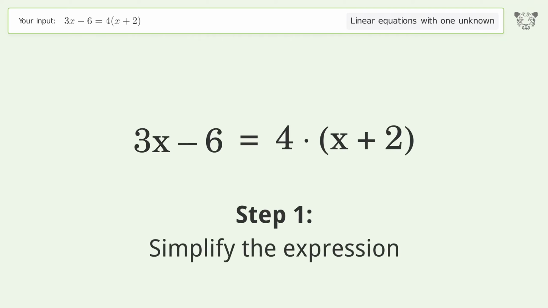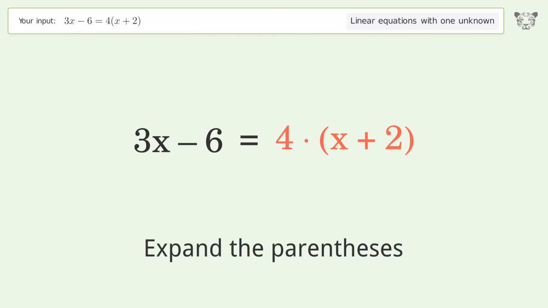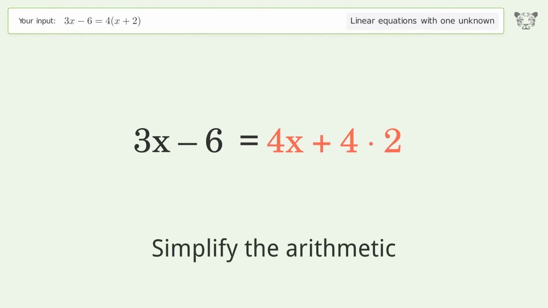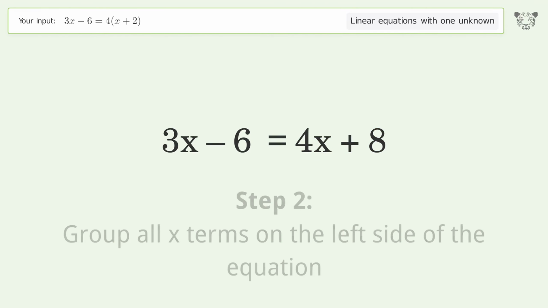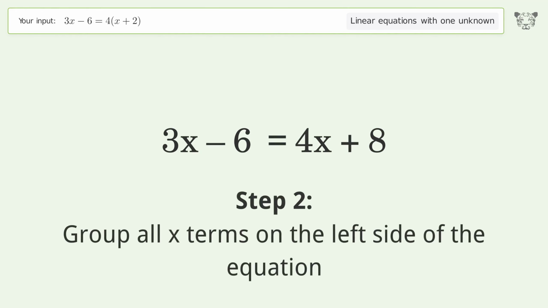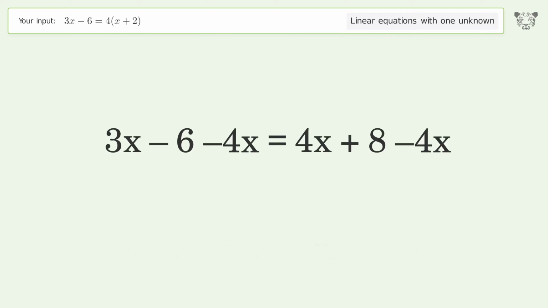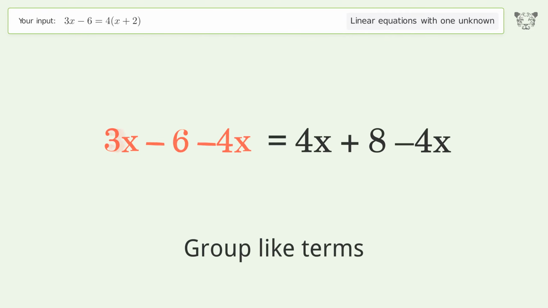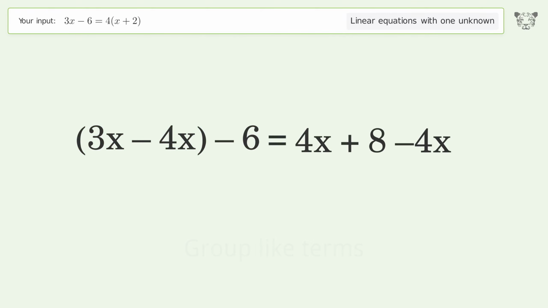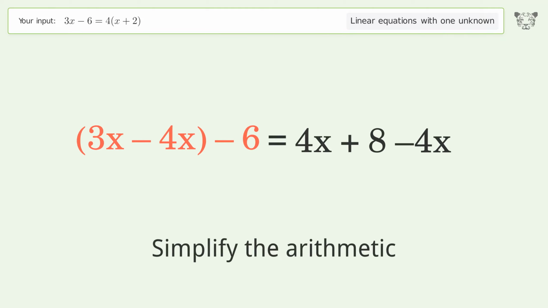Simplify the expression. Expand the parentheses. Simplify the arithmetic. Group all x terms on the left side of the equation. Subtract 4x from both sides. Group like terms. Simplify the arithmetic.